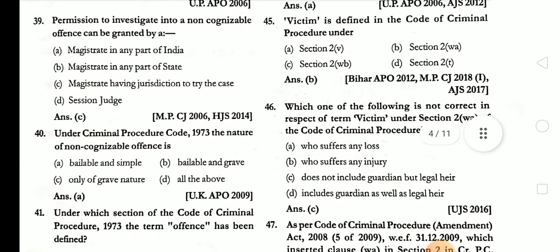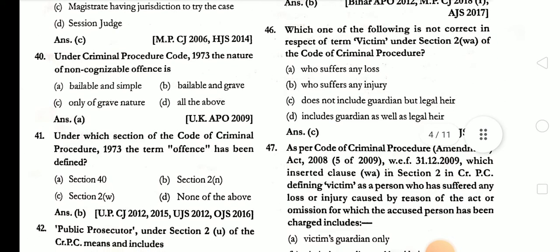Next definition is relating to victim. It is defined in CRPC under, answer is section 2 subclause WA, and this definition was added in 2009. Next question is also relating to the same. Which of the following is not correct in respect of the term victim under section 2 subclause WA of CRPC? Answer is, it does not include guardian but legal heir. This is not correct, because it actually includes guardian as well as legal heirs.